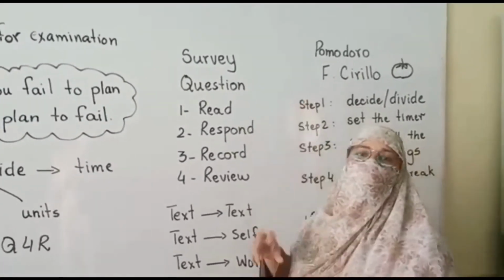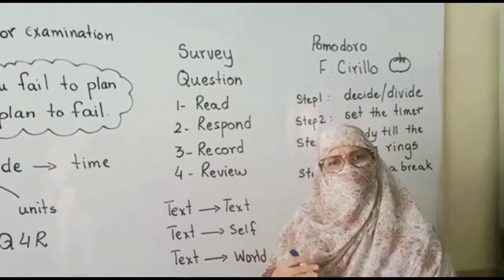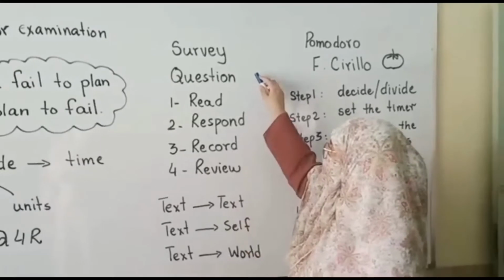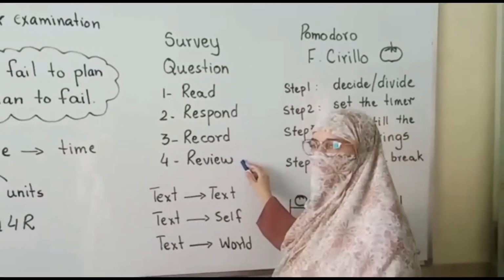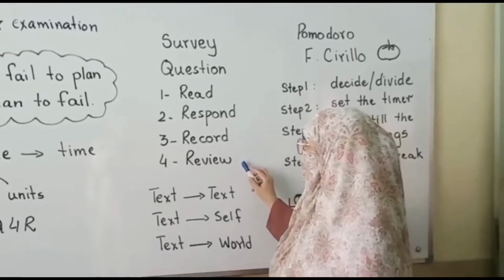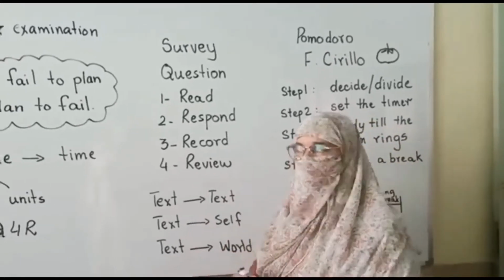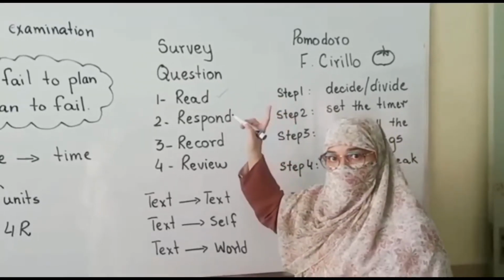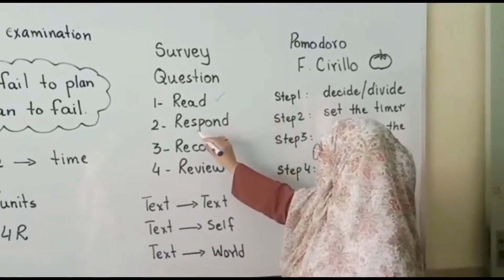Then you should formulate some questions. What questions do you want the chapter to answer for you? After doing that, you're going to do these 4 R's, which are read, respond, record, and review. How are you going to read? You will read silently, not loudly.